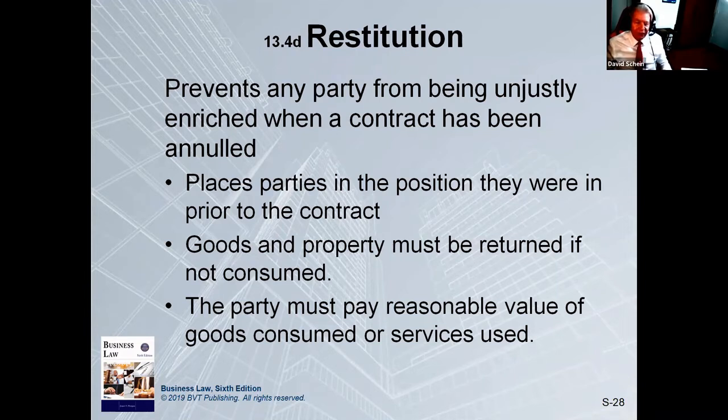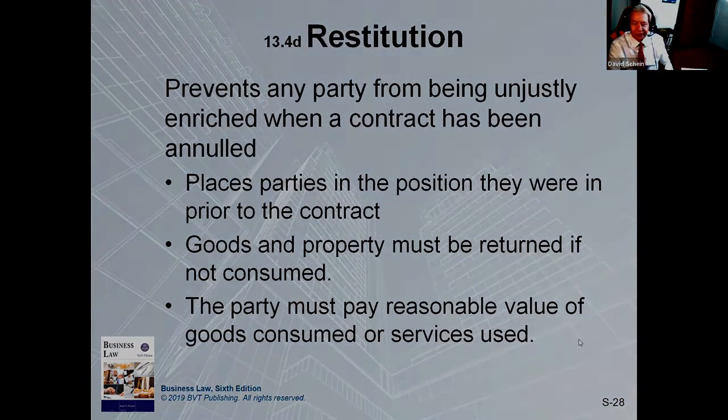So a judge might say to the Hyatt, you can recover $5,000 from the minor or the minor's entourage because that's the reasonable cost of the food and shelter that you provided to this minor and his buddies. So it's a pretty interesting situation, but that would be another example of restitution.